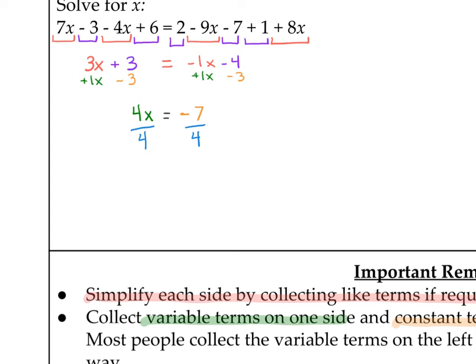And since you can't take negative 7 and divide it by 4 without getting a decimal, you're going to leave it as a fraction. You want to leave it as a fraction that is proper or improper, not a mixed number. So negative 7 over 4, and the negative needs to stay at the top.